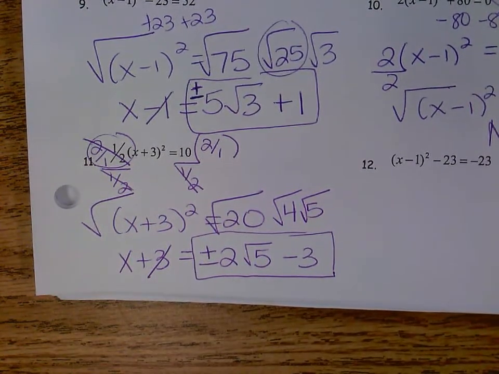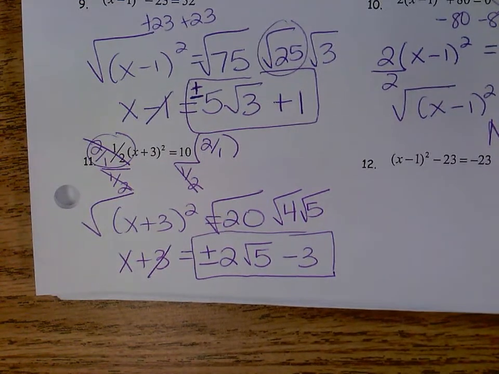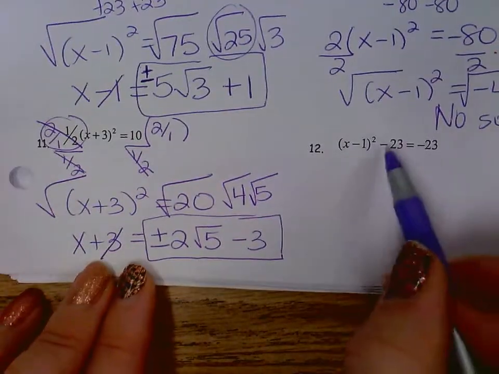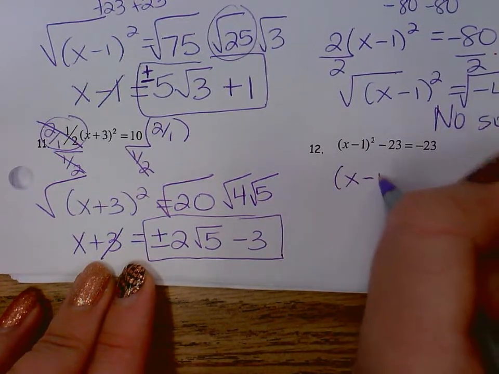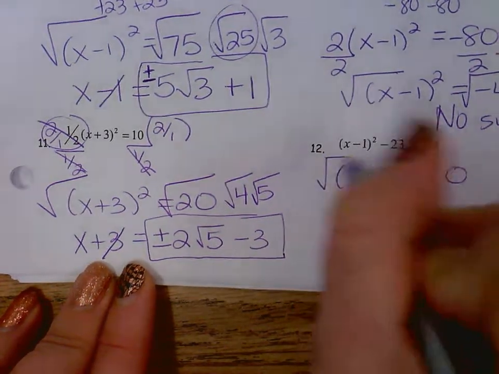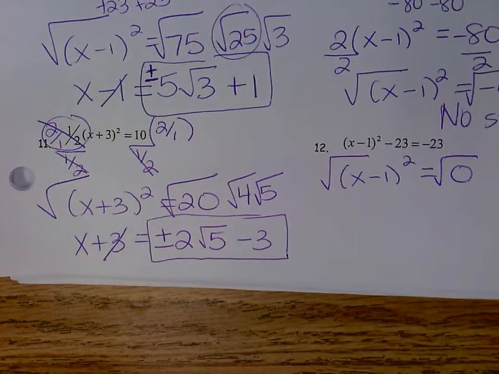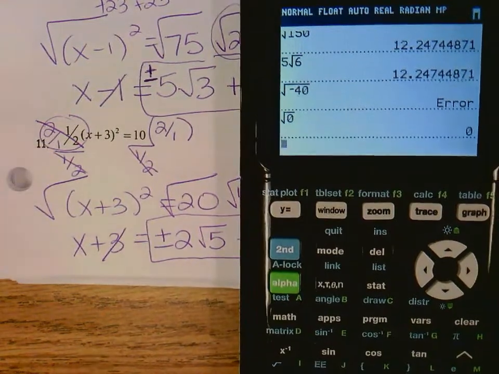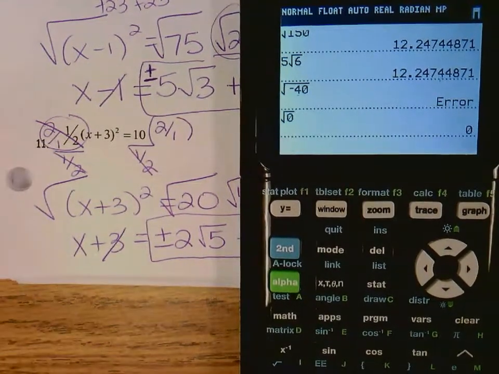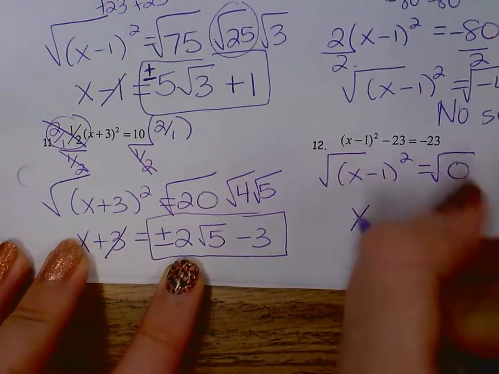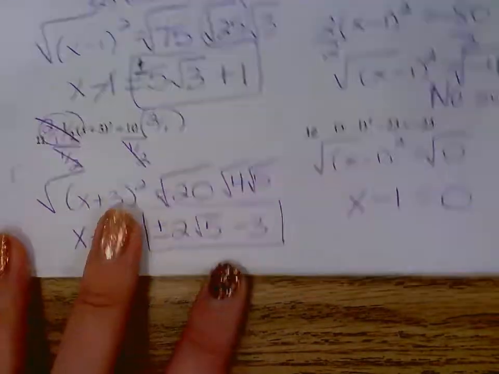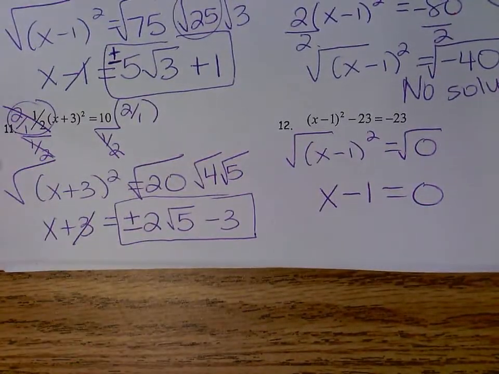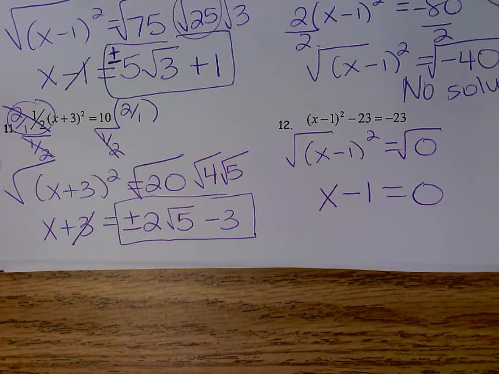And then we end with an easy one. Why is 12 easy? What happens when you add 23 to the other side? You get 0. Are you allowed to take the square root of 0? Yes, you are. The square root of 0, if you're unsure, is 0, because 0 times 0 is 0. So if x minus 1 equals 0, do I have to write plus or minus 0? 0 is 0. But I just have to add 1 to the other side. So this only has one x-intercept.